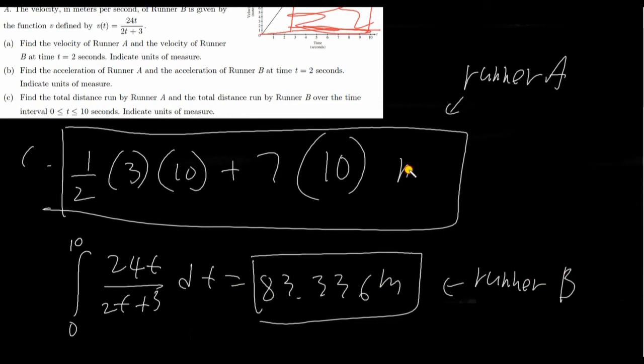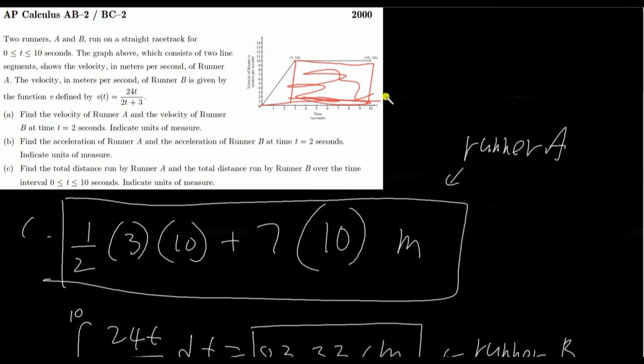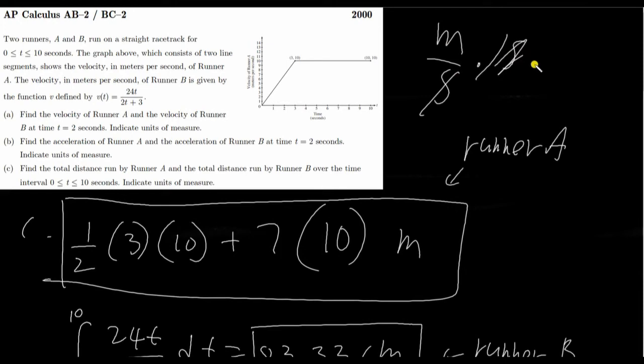The way we got meters as our units is because when we're taking the integral of this velocity-time graph, we find the units by multiplying the units for the two axes. This is true for any integral in general. If you know the units of the axes and you want to find the units of the integral, you multiply these two. So we'd have meters per second times seconds, and the seconds will cancel out, leaving us just meters for our units.